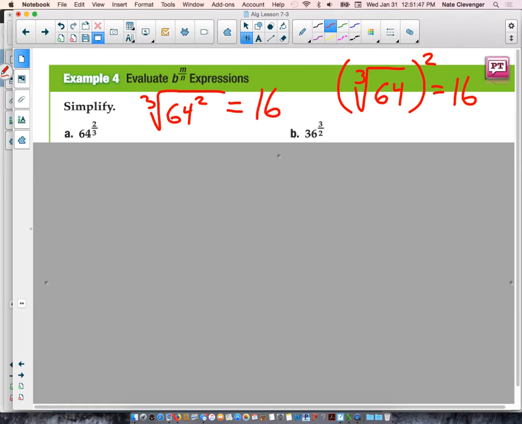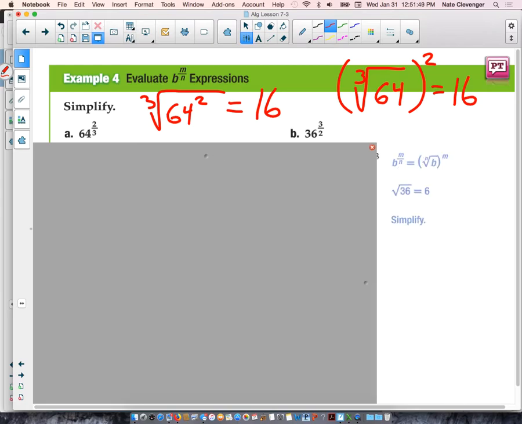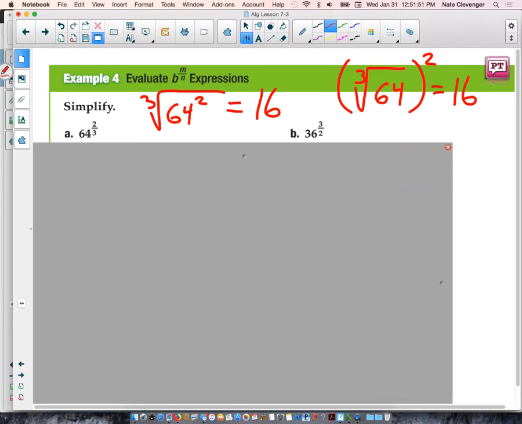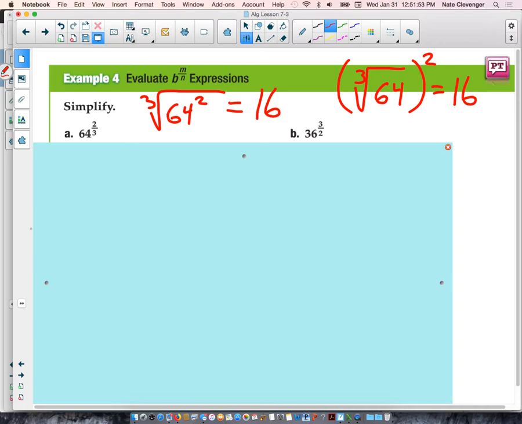So let's talk about 36 to the 3/2. That would be the square root of 36, because the bottom number is your index, and then to the 3rd power. So the square root of 36 is 6, cubed.